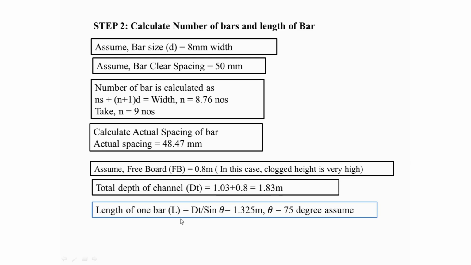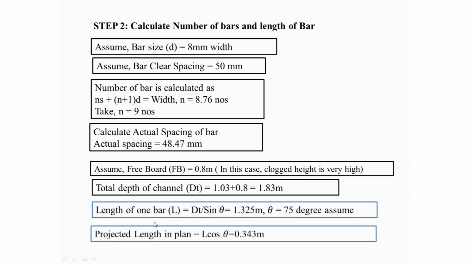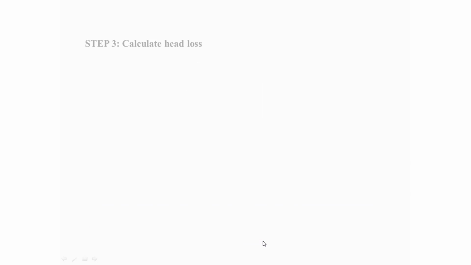The total length of the bar will be d by sine theta. Theta is assumed as 85 degrees, and the length of one bar came out to be 1.325 meters. The projected length in plan is L cos theta, which came out to be 0.343 meters, which will be used in the layout of the bar screen.